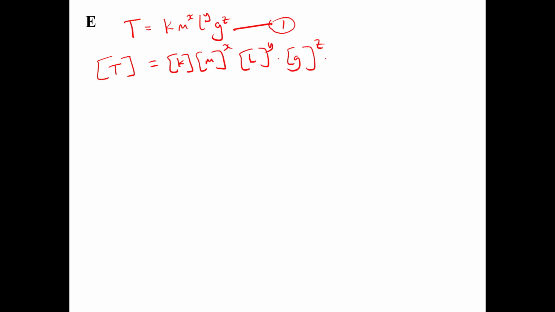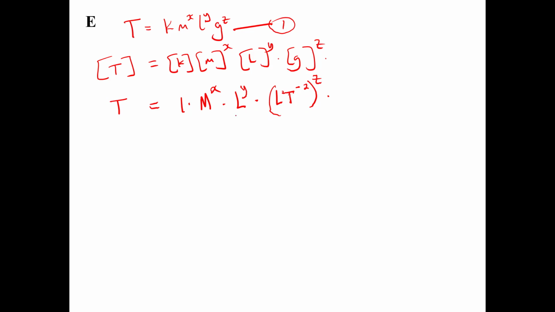Now remember that period capital T is time, meaning that its dimension is capital T. k is a dimensionless constant, so we shall simply have it as 1, times the dimension of the mass m, which is capital M power x, times the dimension of L, which is the length, capital L power y, times the dimension of the acceleration due to gravity g. This is an acceleration, so its dimension is capital L T power negative 2, everything to the power of z.